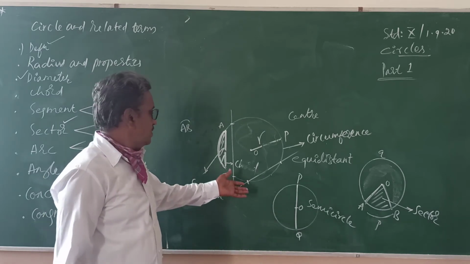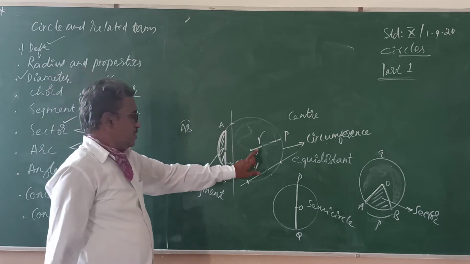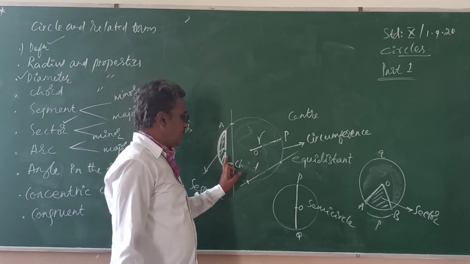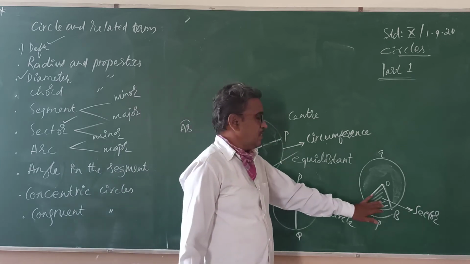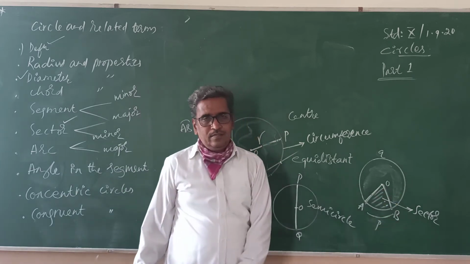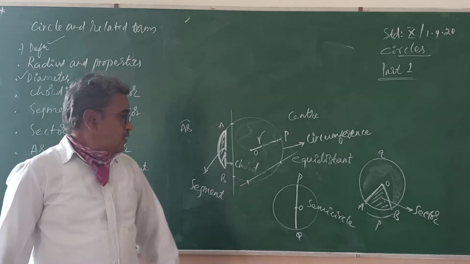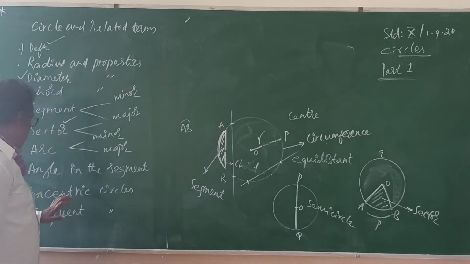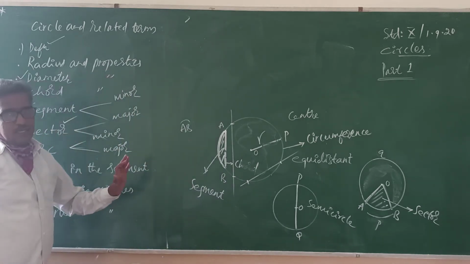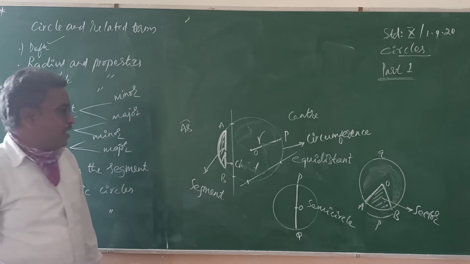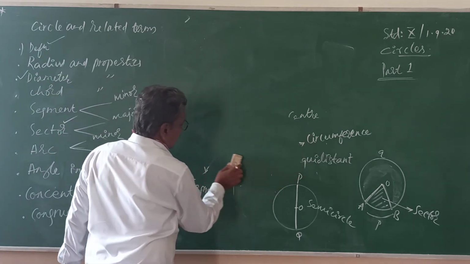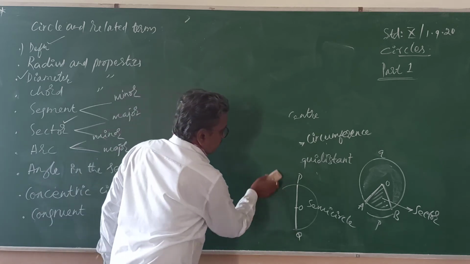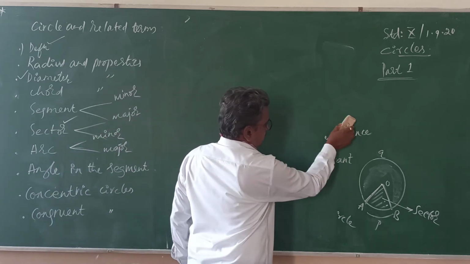Understand anything? Radius, chord, arc, diameter, segment, major segment, minor segment, and sector. Now we have to see angles in segments. Last year we saw how angles are formed in particular segments.